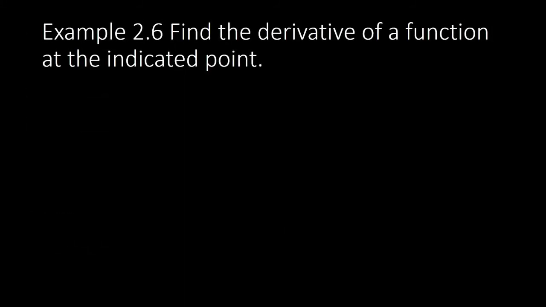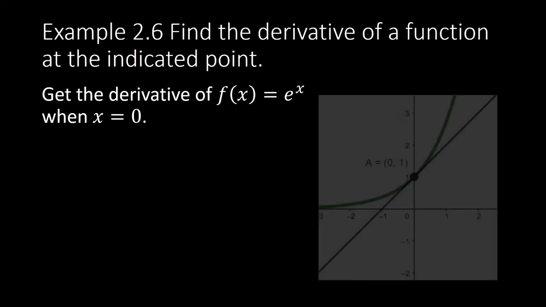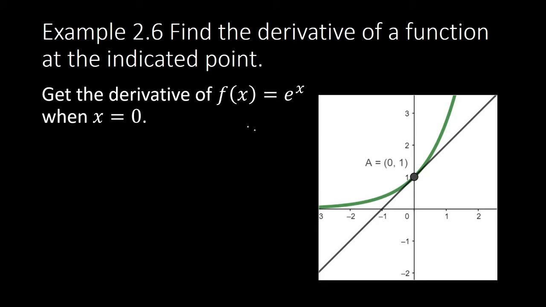Find the derivative of a function at the indicated point. Get the derivative of f of x is equal to e to the x when x is 0. You're familiar with this. This is your natural exponential function. And when x is 0, y is equal to 1. So e to the 0 is just equal to 1. This function contains the point with coordinates 0, 1.